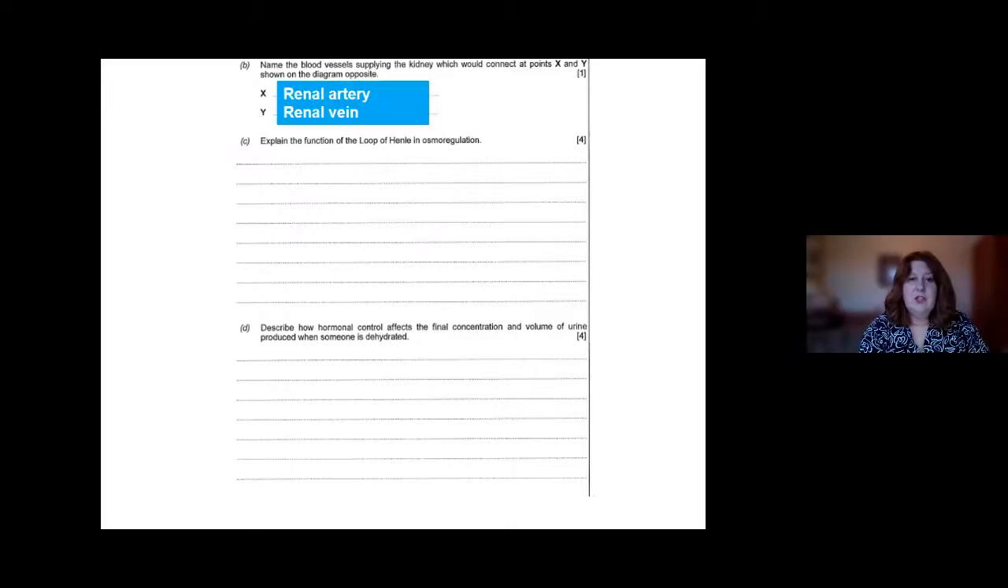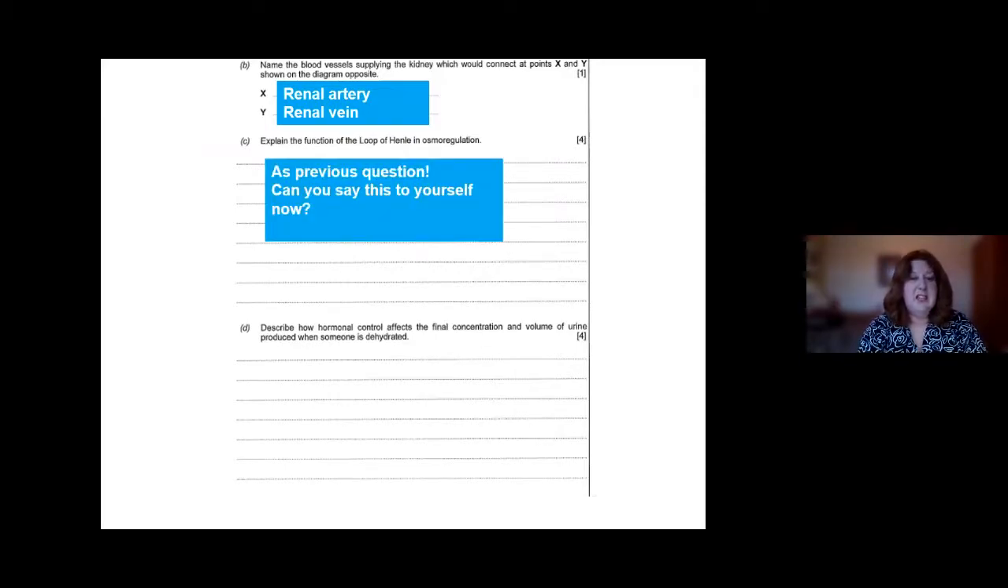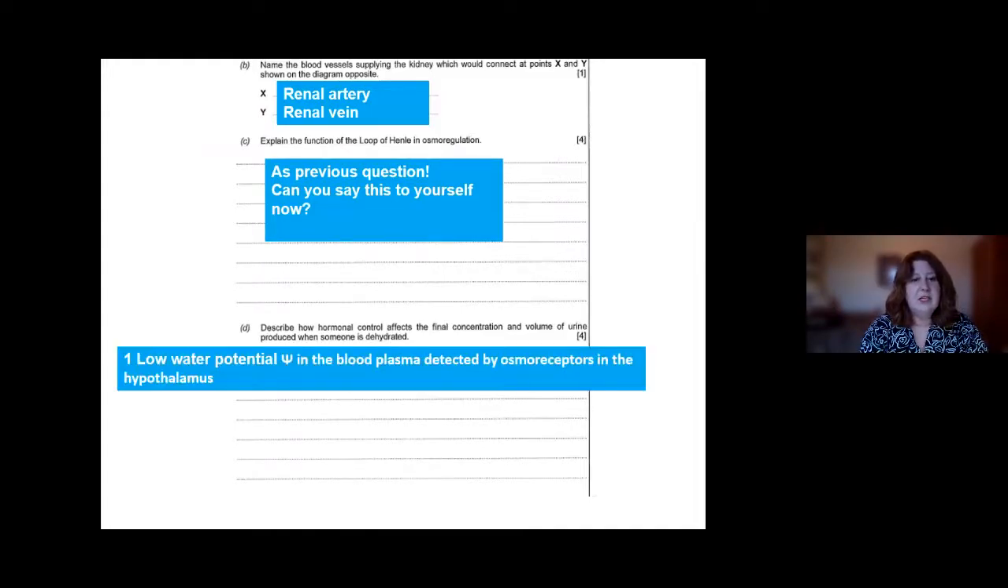Okay, so the other questions: name X and Y, renal artery and renal vein, and then explain the loop of Henle. Well, all I'm saying here at the moment is we've done that, so that is the point at which you can recap for yourself. Next question: how hormonal control affects the final concentration and volume of urine when somebody's dehydrated. Well, I've said something about that.